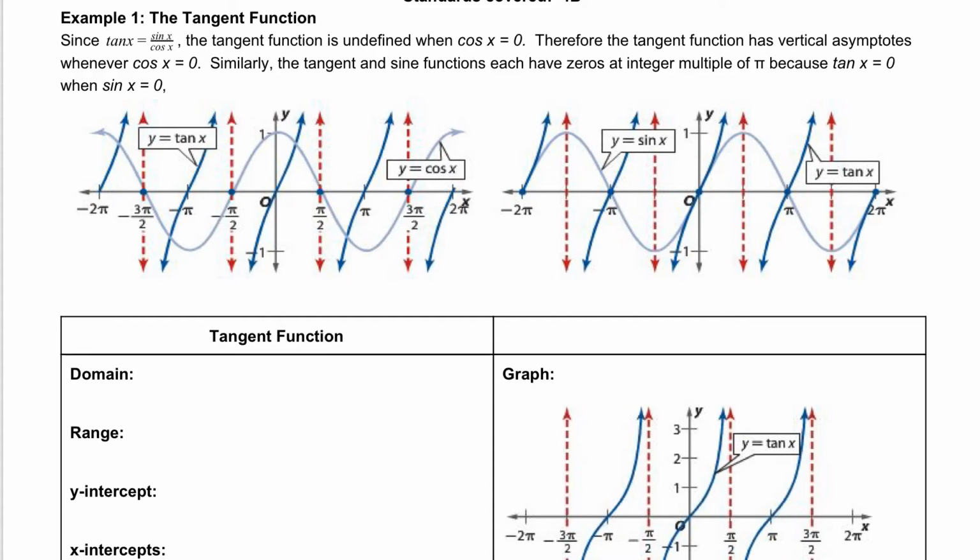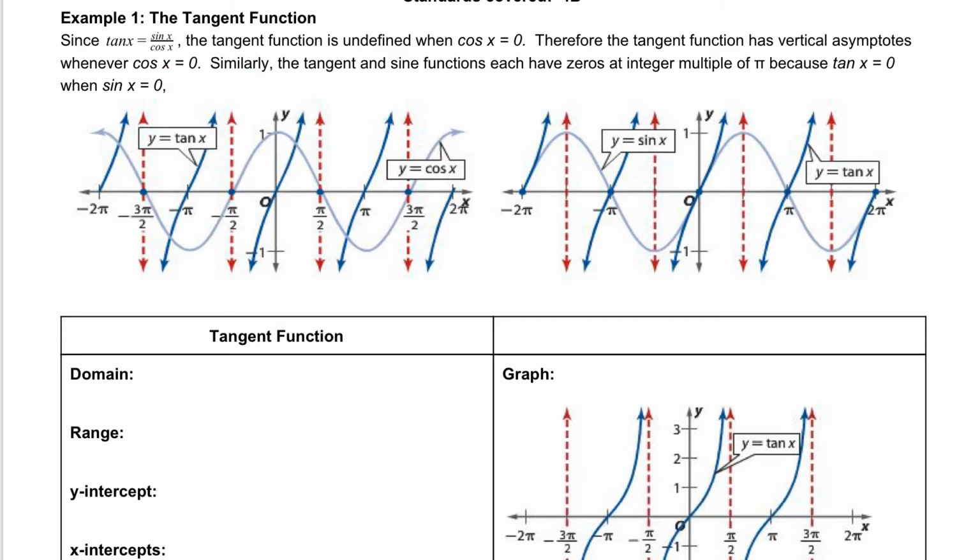In today's notes, we're going to talk about the tangent function. Since the tangent of x is equal to sine over cosine, the tangent function is undefined when cosine of x is equal to 0. Remember, you can never divide by 0, so if cosine is 0, that means we have 0 in the denominator, which can't happen. Therefore, the tangent function has vertical asymptotes whenever the cosine of x is equal to 0.